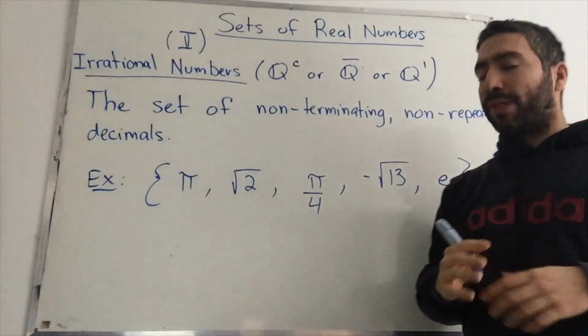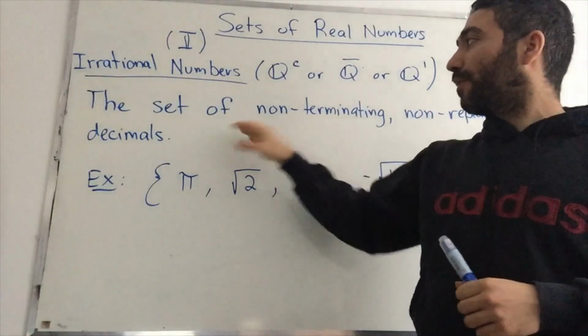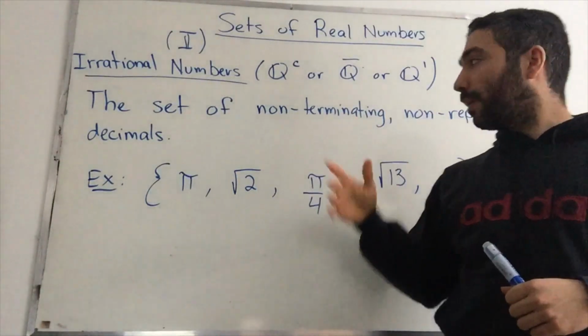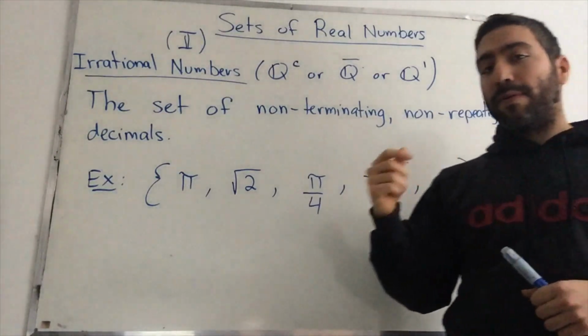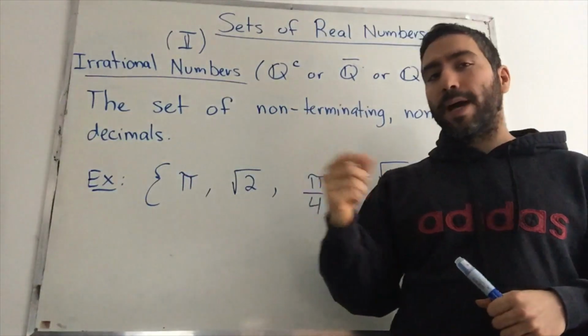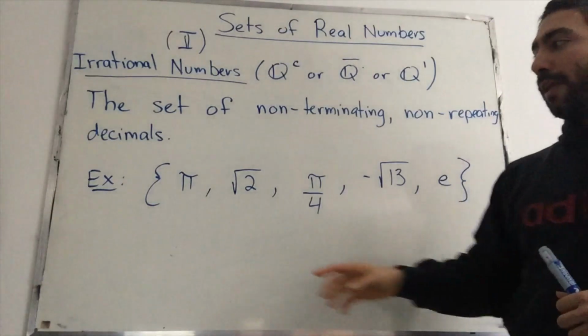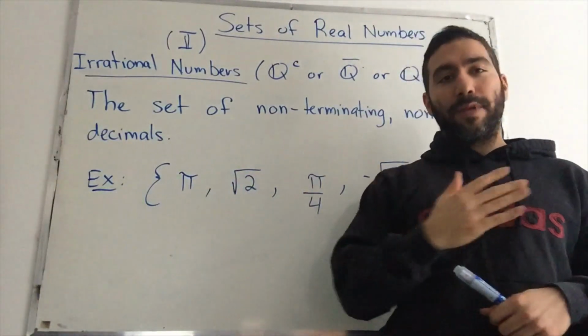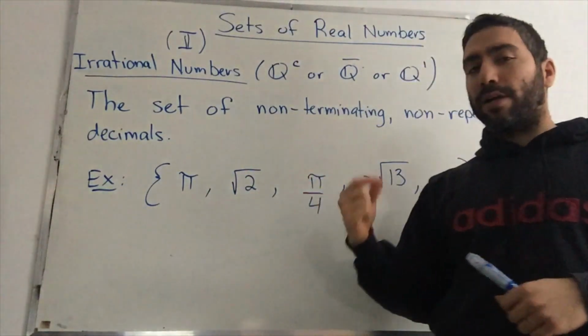The irrational numbers are the set of non-terminating decimals, so they don't stop, and non-repeating decimals. There's no pattern that emerges. So think of it as pi. Pi never ends, and the numbers that show up in pi are always different.